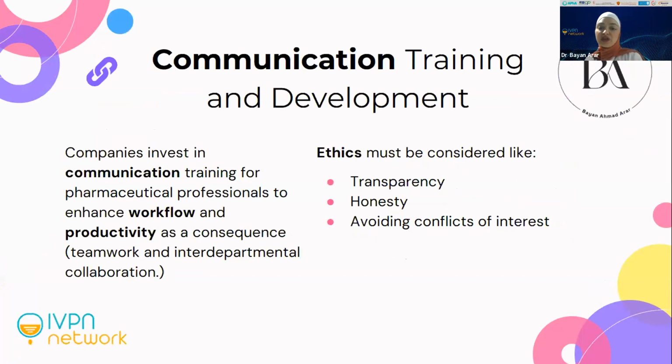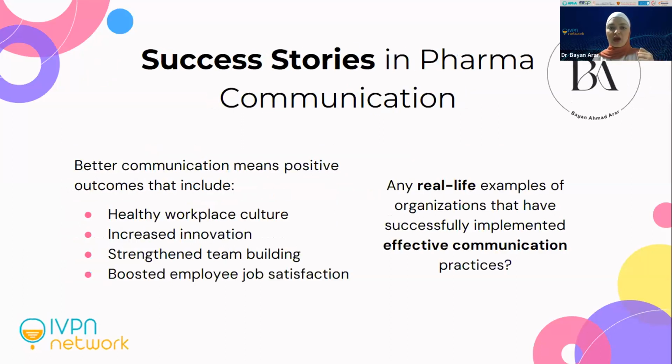Many pharmaceutical companies give training and development exercises for their employees, so they are familiar with the digital tools and the communication process in general, and they focus on having ethics. So all the communicators must be transparent, honest, and they should avoid any conflict of interest. We're doing all of this not to lose the main message.